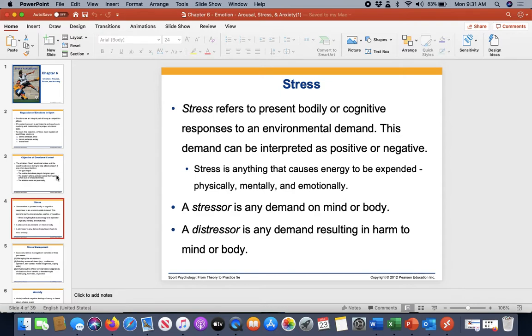A stressor, on the other hand, is any demand on the mind or the body. Stress is that actual response to the demand. A stressor is that demand that is causing the stress, and then a distressor is a demand resulting in harm. So distress is obviously not a positive thing.